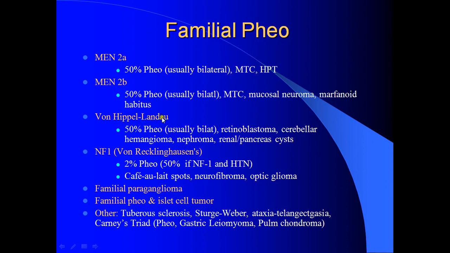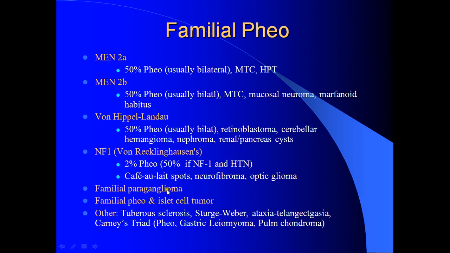Von Hippel-Lindau has 50% pheos which are bilateral, and then there is retinoblastoma, hemangioma, nephroma. So they have tumors everywhere in the body, and you have to remember that. Then neurofibromatosis type 1, von Recklinghausen syndrome. So this is 2% of pheos; if NF1 and hypertension are present, then there is a 50% chance that these patients have pheo as well. The classical features of NF1 are café au lait spots, neurofibromas and optic gliomas.